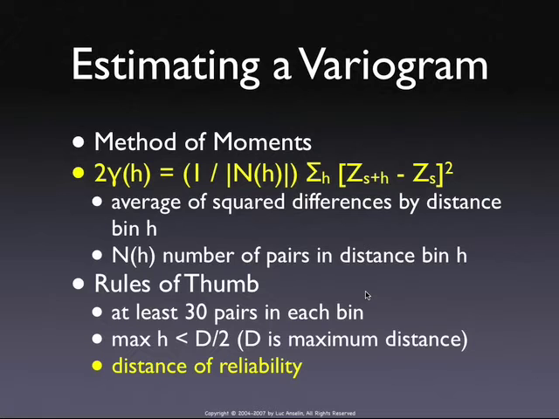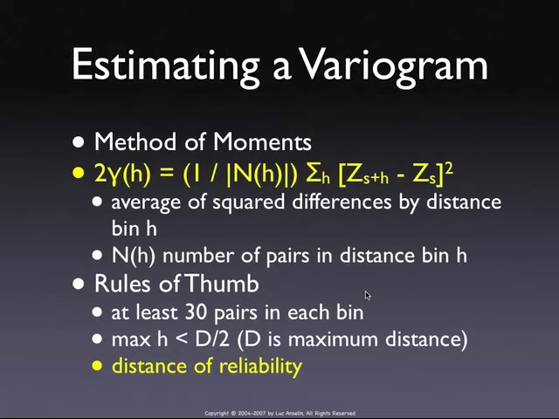So typically, that's also what happens. You cut off and you say, beyond this distance, I'm just not going to bother, because these additional averages really won't tell me anything about the process. And that is called the distance of reliability. The rule of thumb, but that's all it is.